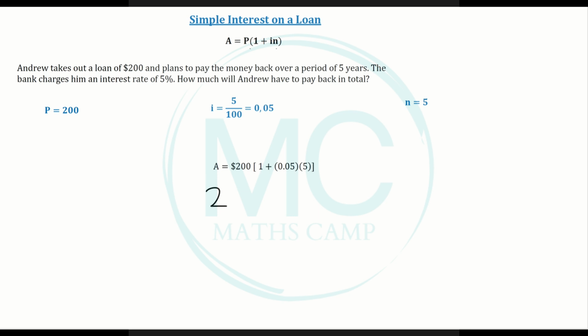Now we have 200, open our bracket. Inside, let's multiply I and N. 0,05 multiplied by 5 gives us 0,25. Add 1, and we get 1,25. Let's close the bracket. Finally, let's multiply the bracket by 200, and we get an answer of $250. This is the amount that Andrew will need to pay back to the bank.